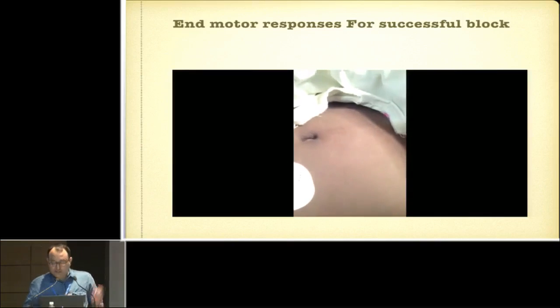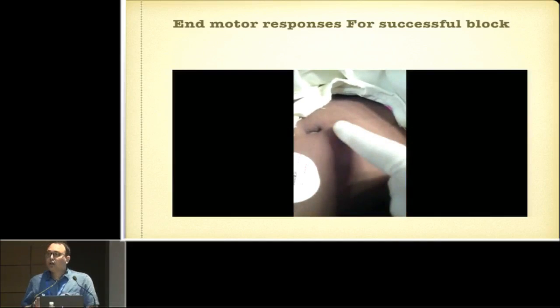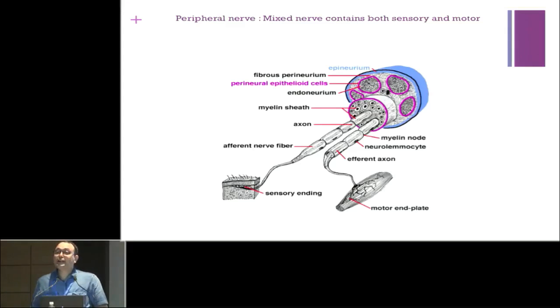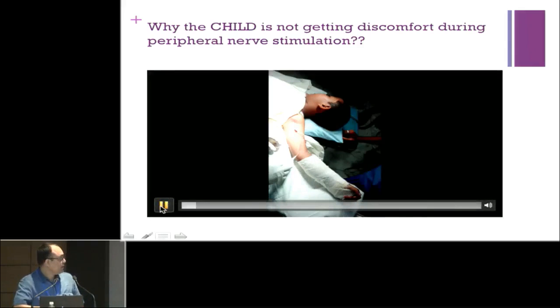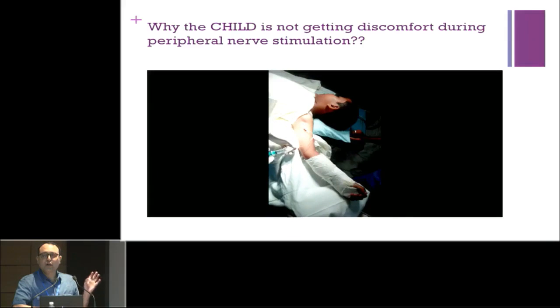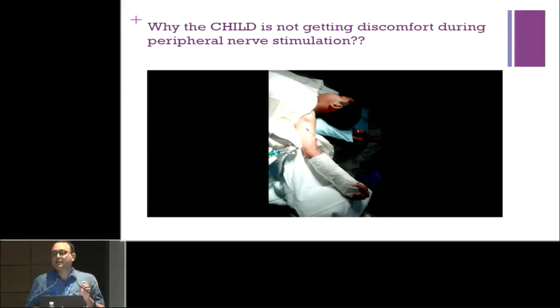But when you give this block or stimulation of the nerve, you are also hitting the sensory nerve. Isn't it? The peripheral nerve is a mixed nerve, containing both motor and sensory fibers. But the patient is very much comfortable during the stimulation. You can see this small boy is getting the twitches, but he is very much comfortable. He is awake, not intubated, not sedated. So what is the reason? Because the peripheral nerve contains the sensory nerve also.